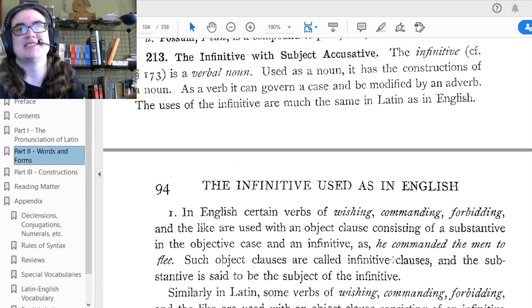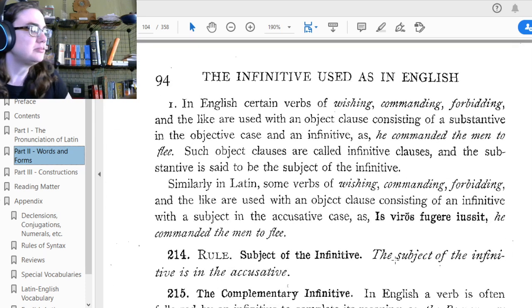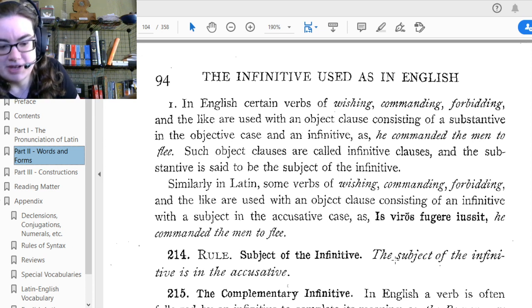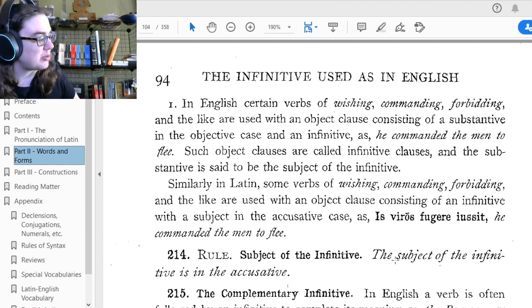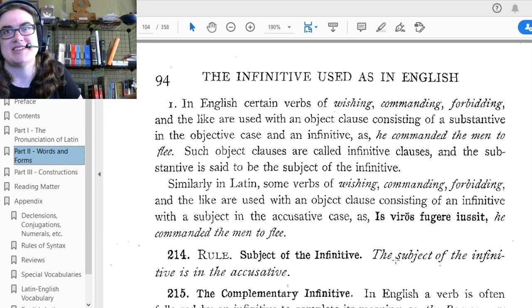At least not the way we speak English today. But okay. So we're going to learn some infinitive constructions, which is very useful. So in English, certain verbs of wishing, commanding, and forbidding are used. What? I'm going to read this and then try and make it make sense for everybody. Are used with an object clause consisting of a substantive in the objective case and an infinitive, such as he commanded the men to flee. Such object clauses are called infinitive clauses, and the substantive is said to be the subject of the infinitive.